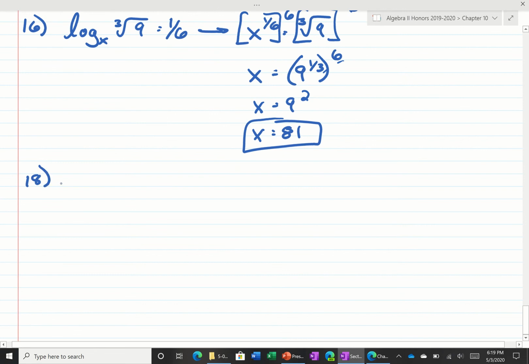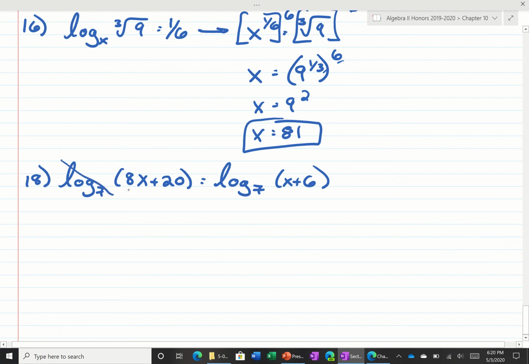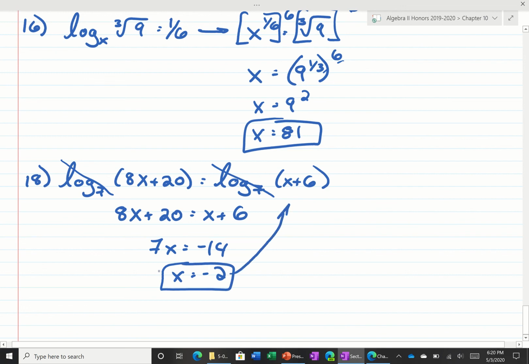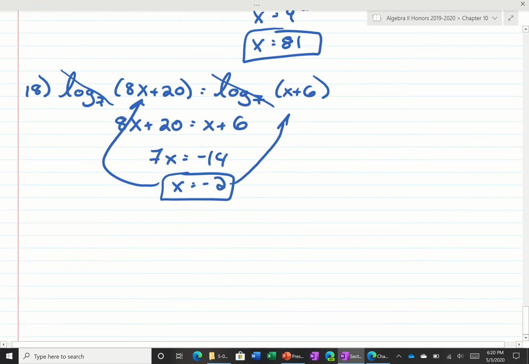Number 18, we have log base 7 of 8x plus 20 is equal to log base 7 of x plus 6. Property of equality says if one log is equal to the same log with the same base, you can cancel those. So 8x plus 20 would equal x plus 6. Getting everything on the same side, you'd have 7x is equal to negative 14. X would be negative 2. Just want to make sure that our arguments are both positive, which they are.